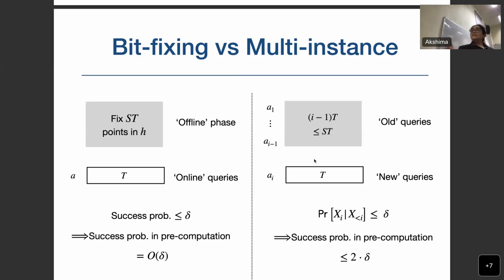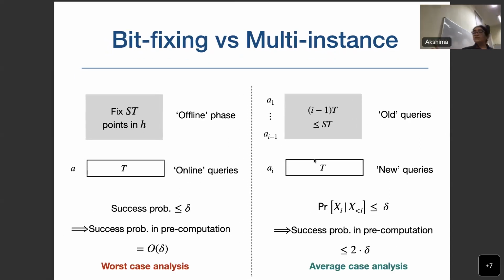Basically, this bit fixing is a worst case analysis. And in the multi-instance model, we can analyze the probability that the bad things happen, or the good things for the adversary happen, and we can get better results. So because we were able to do an average case analysis in the multi-instance model, we were able to get better results.